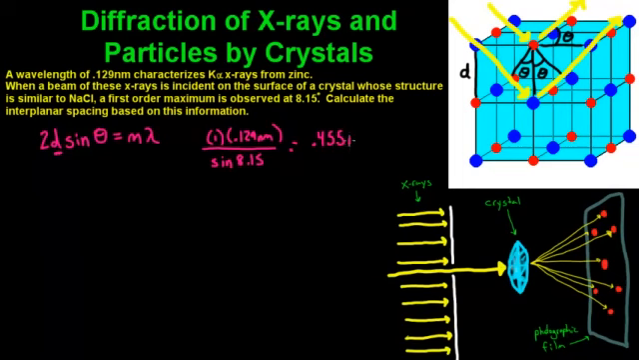0.455 nanometers. Alright, so that is this, which is from here to here, and that is d. Okay, so that's pretty simple.